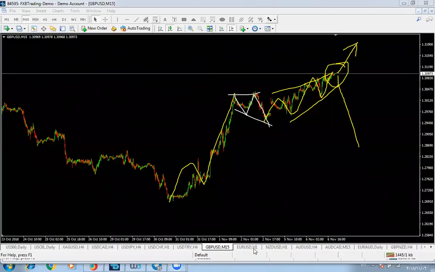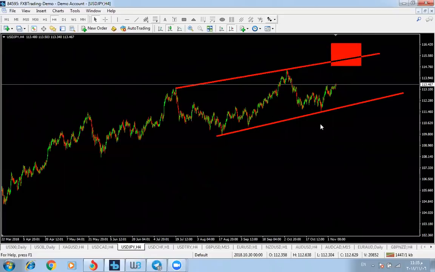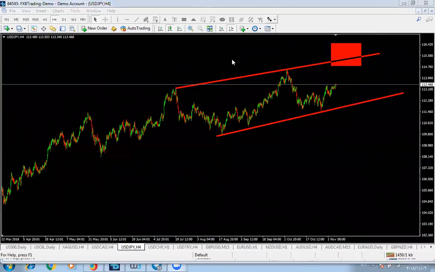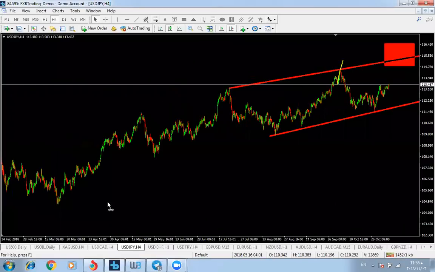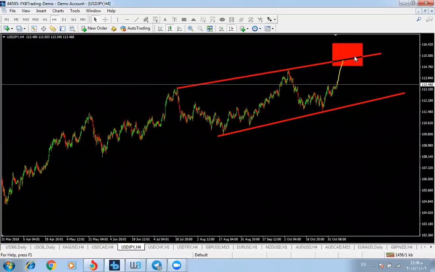Let's move to the yen. Okay, the yen continues to move to the upside. Dollar yen continues to move to the upside, and the anticipated area of rejection is this area, to complete the ABC with wave C in the form of a contracting ending diagonal. So we anticipate the price to move to the upside.